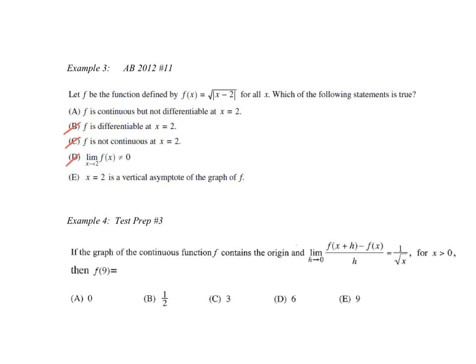Think through with vertical asymptotes, you're looking for the denominator equal to 0. In this case, we don't have that, and not only that, but when we plug in 2, we get 0. We get a number. We don't get a vertical asymptote. So here we go. We have A. F is continuous, but it's not differentiable. You cannot take the derivative at 2.